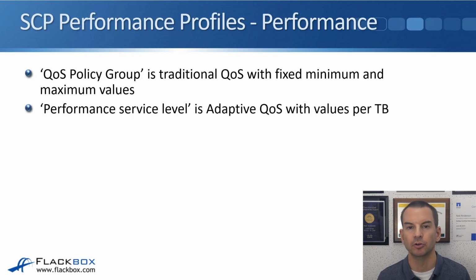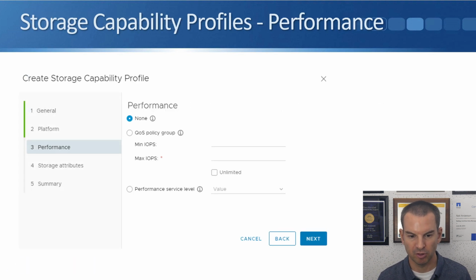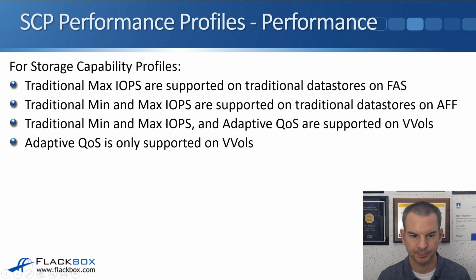So QoS policy group is traditional QoS with fixed minimum and maximum values. Performance service level is adaptive QoS with values per terabyte. If you want a reminder about how storage QoS works and the difference between traditional and adaptive QoS, go back to the earlier section about performance. We covered storage QoS there. So just so you know, QoS policy group, that is the traditional QoS with a fixed min and max value. Performance service level is adaptive QoS.